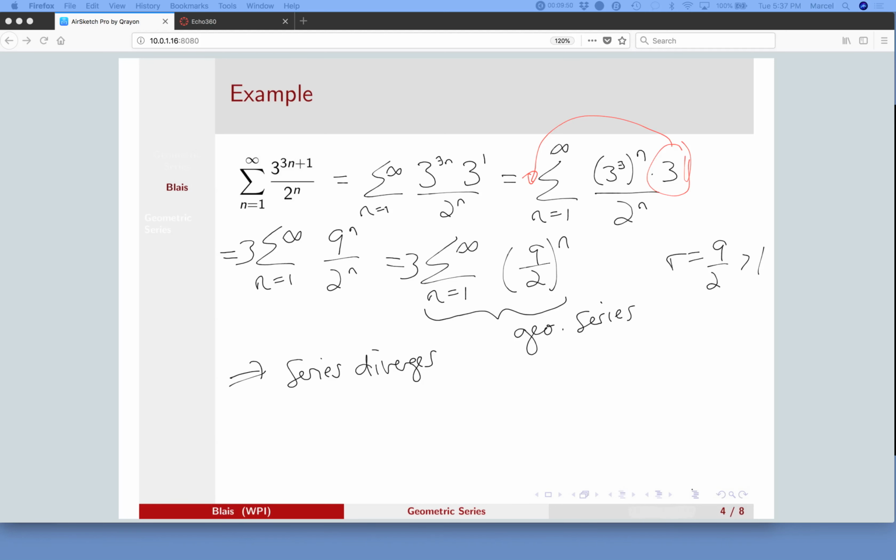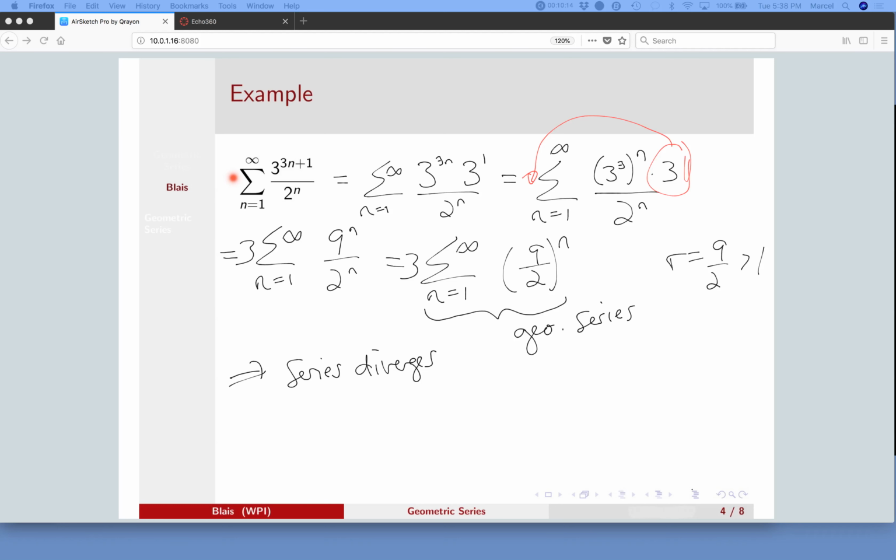Intuitively, you can think of it as each term in the series is 9/2 times the previous term. So each term in the series is 4.5 times the previous term, which means the terms are getting bigger and bigger and bigger. The terms are blowing up. So when you add them all up, you get something infinite.